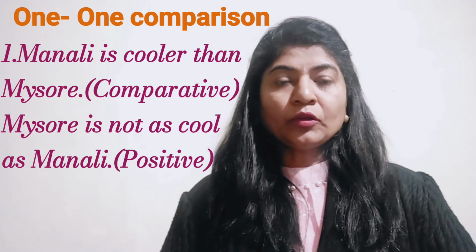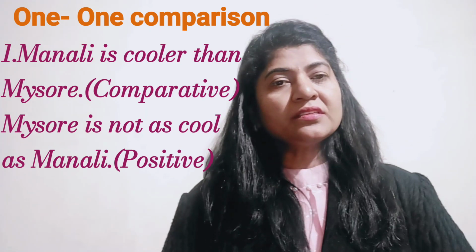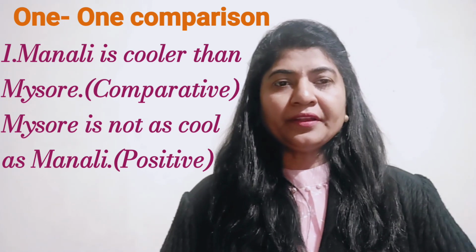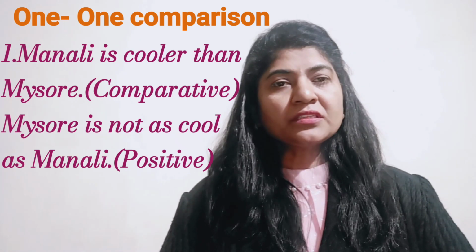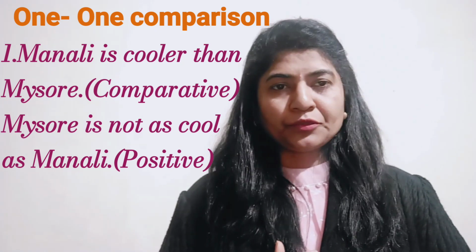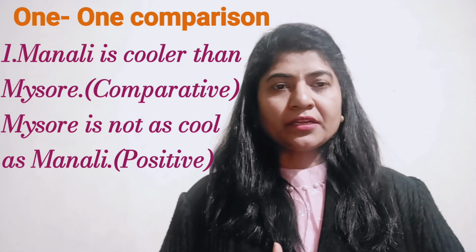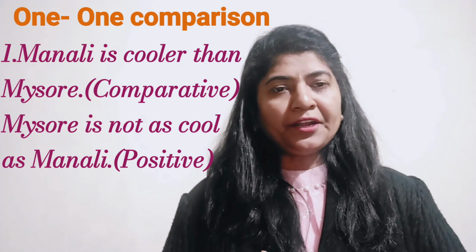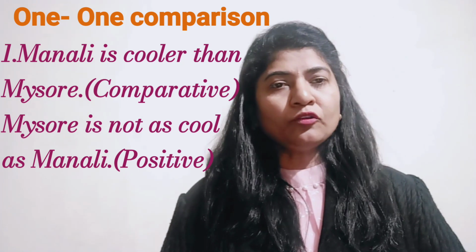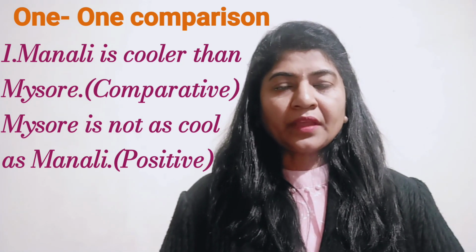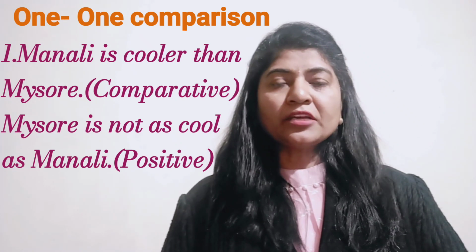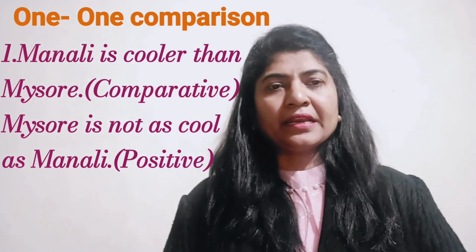Manali is cooler than Mysore. Now this is an example of comparative degree. How can we understand that it is comparative degree? How will you identify? First thing, the word cooler is there. It is an adjective and it is the higher degree of the adjective. Second thing, the word than is there. So these two things are enough to identify that it is comparative. Now when we change into positive, as I told, we will use not and we will swap the places. So the answer will be: Mysore is not as cool as Manali.